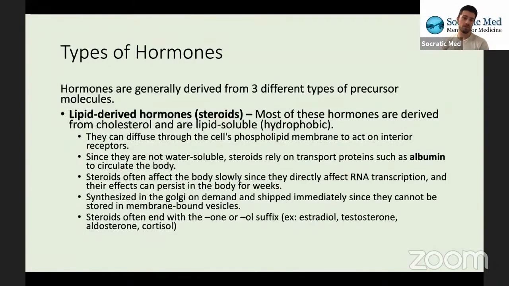Okay, so now we're going to talk a little bit about the different types of hormones. Hormones are generally derived from three different types of precursor molecules. So the first one I want to talk about are lipid-derived hormones, and in humans, it's primarily the steroids. Most of these hormones are derived from cholesterol and are lipid-soluble, which means they're hydrophobic. Sometimes they'll say hydrophobic, sometimes they'll say lipophilic. It all means the same thing. They're just nonpolar molecules.